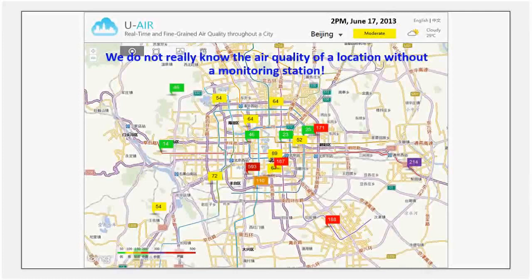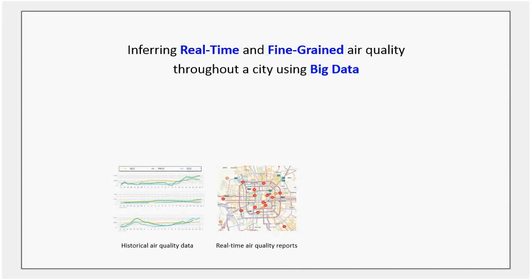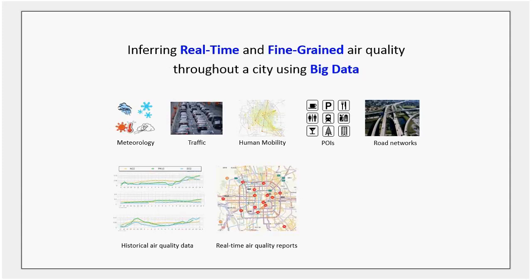So what we do here is infer real-time and fine-grained air quality information throughout the entire city using two parts of big data. The first one is real-time and historic air quality data from existing stations. The second part is five additional data sources we observe in the city. The first one could be meteorology data, such as wind, sunny, or temperature, humidity, etc. Traffic data. Human mobility data, that is the number of people moving into a location and leaving a location in a given time slot. Or point of interest data, such as how many parks, the number of restaurants, shopping malls, and factories in a region. And the structure of the road network, such as the number of intersections, traffic lights, and length of highways.